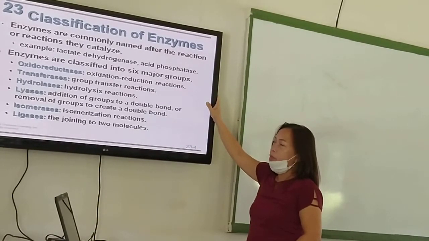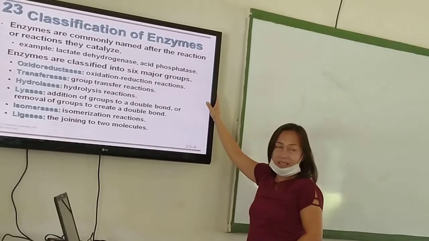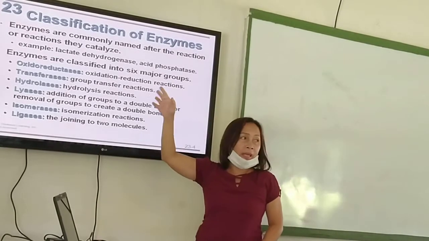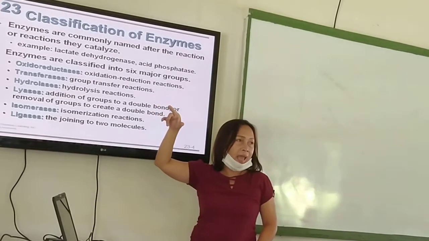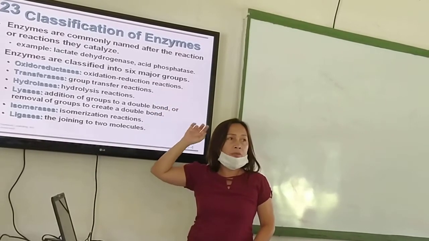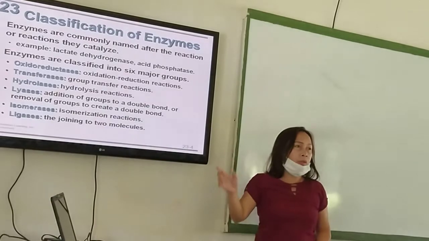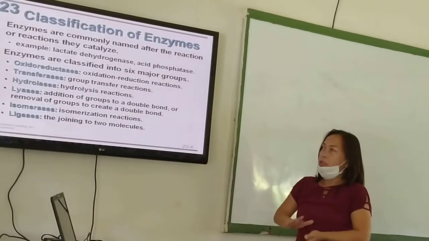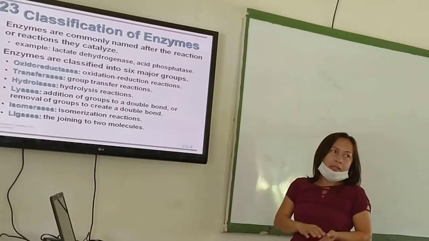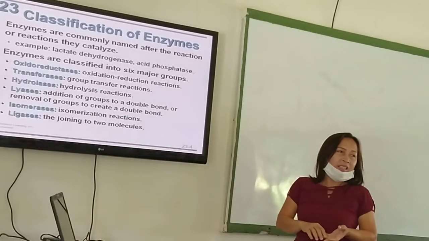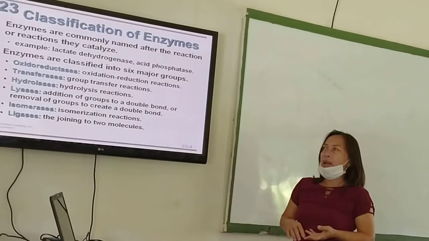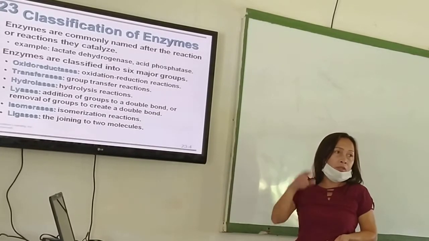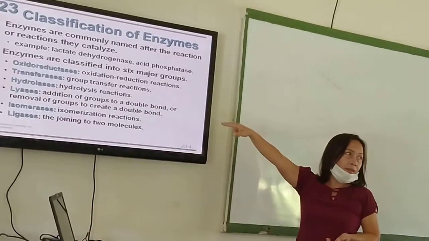So we have the word oxidoreductases. Now, enzymes usually end with -ase. A-S-E. So how do you recognize enzymes? They usually end with -ase. Now, with this oxidoreductase, all those enzymes that catalyze oxidation and reduction fall in this category. Are you with me?